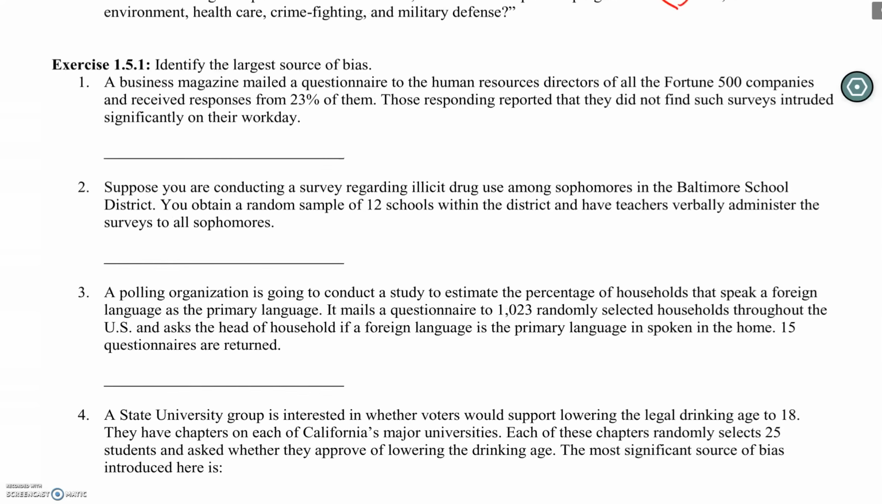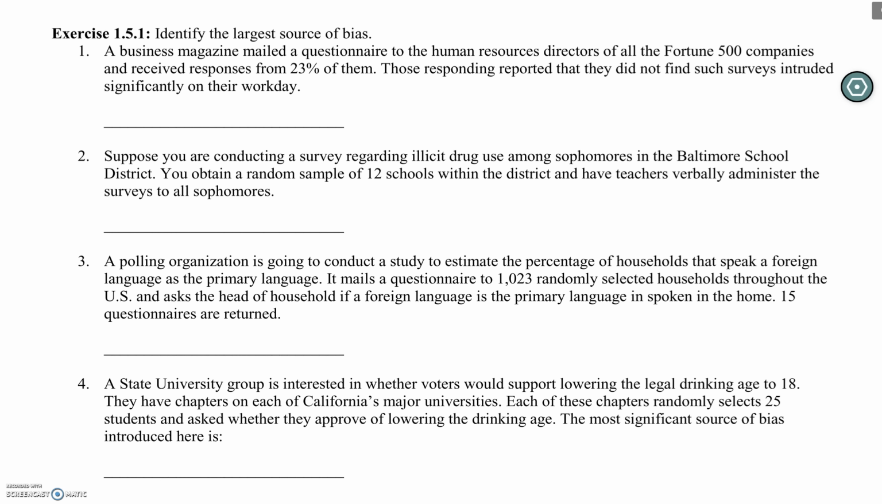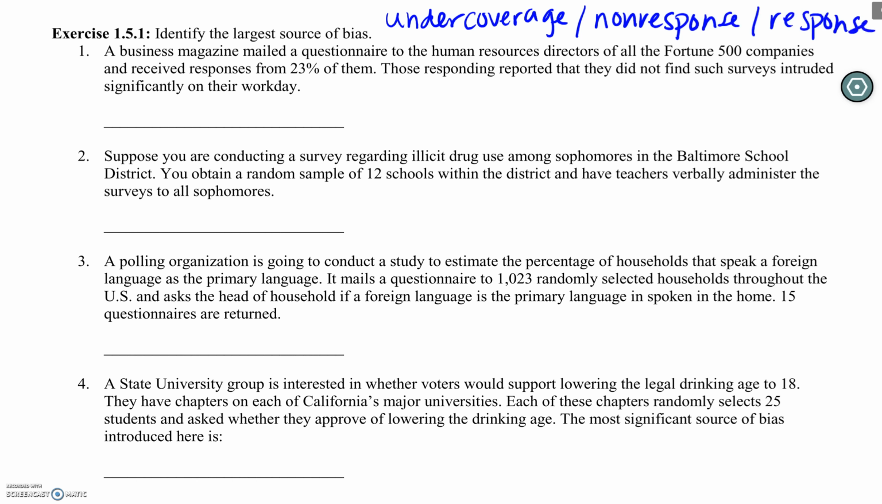So here comes the part where you guys do some work. We have our 3 types of bias. I'll go ahead and rewrite them here so that you don't have to go flipping back and forth. We had our undercoverage when we left people out. We had our non-response when we chose people and then they left themselves out. And we had our response when there was some reason that people may not answer truthfully or give us accurate information. So I want you to pause the video, try it out, read through these, and determine which of these am I trying to get you to see as the biggest source of bias.